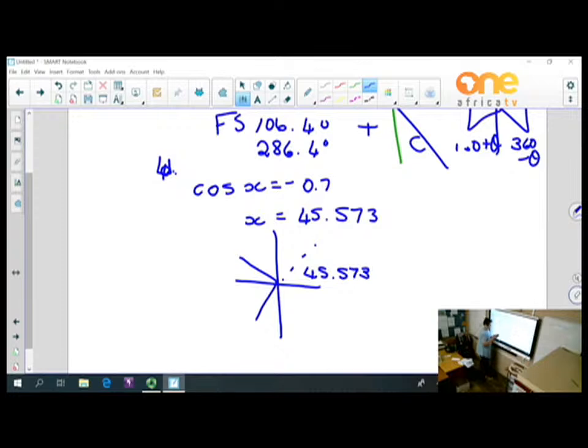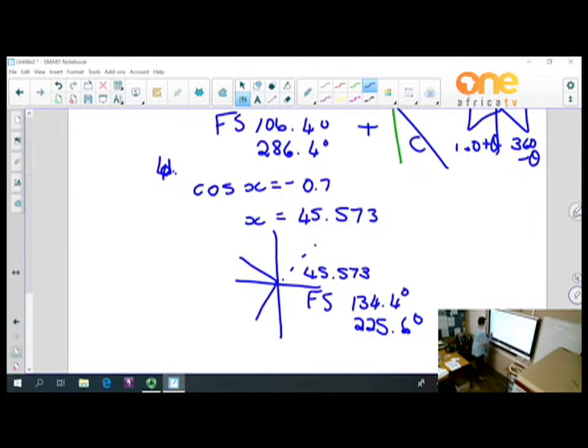So let me get this one then, 180 minus 45.573. So final solution, 134.4 degrees. And then this one, 180 plus 45.573. And this one is 225.6 degrees. That is my final solution.